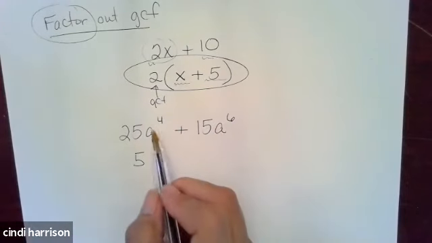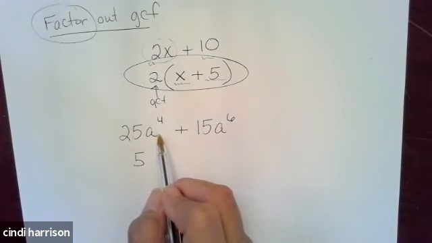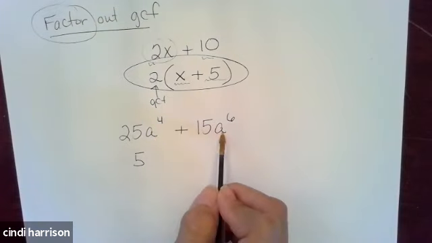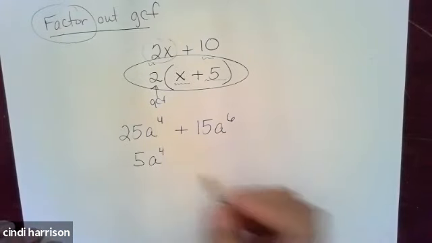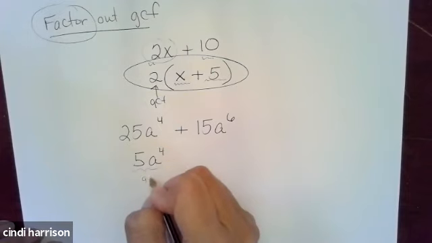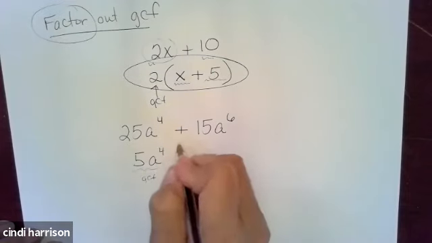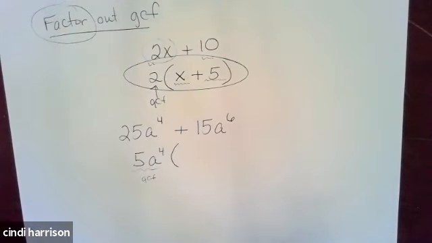So the greatest common factor for variables, the most number of a's they have in common, is the smallest exponent. So this is going to be a to the 4th. So this is my GCF. We're going to open a parenthesis now and start the factoring.